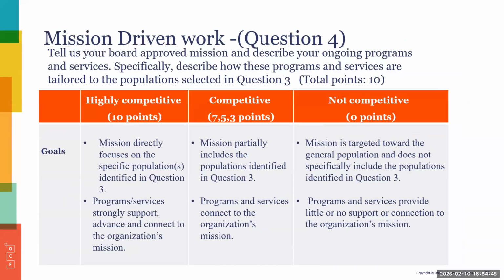Mission-driven work is question number 4. The first section to review is mission-driven work. The maximum number of points for mission-driven work is 10. When reviewing applications, we're asking you to assess if the mission clearly identifies the specific priority populations listed. Does the program or services strongly support, advance, and connect to the organization's mission? Requests considered not competitive will be those that lack information, do not identify priority populations, show little or no support or connection with the mission, are not realistic, or are not considered mission aligned.